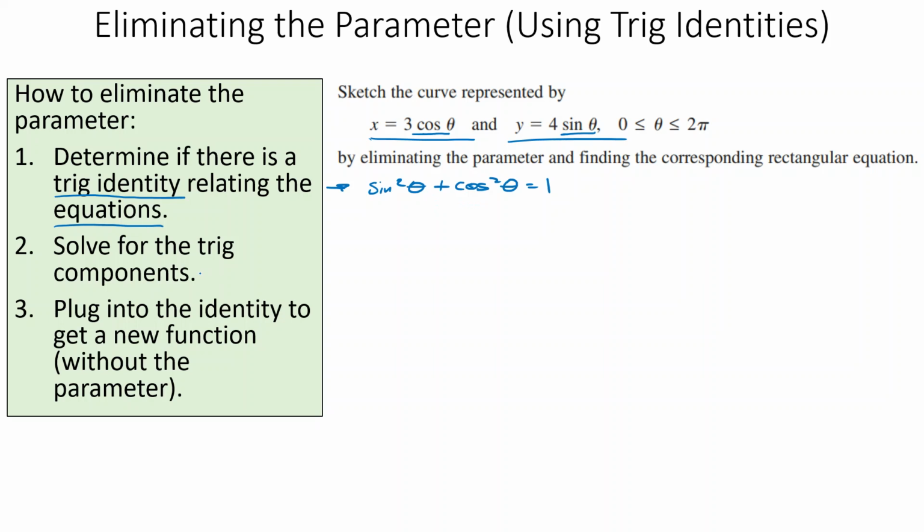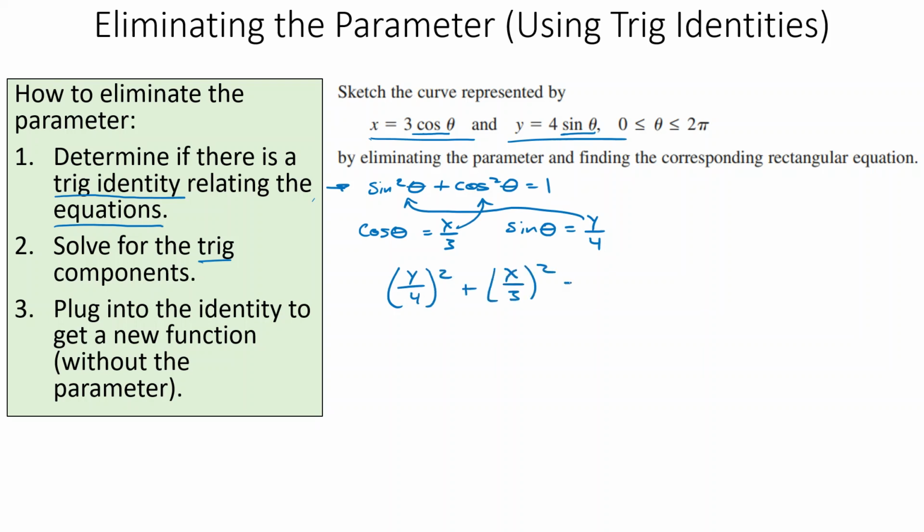All right, so what we do then is we solve for the trig components. We could solve this for cosine, so we get cosine of theta equals x over 3, and we can solve this for sine: sine of theta equals y over 4. Then we can just plug these in, so we'd get y over 4 squared plus x over 3 squared equals 1. If we distribute the squared, I'm going to leave it as y squared over 4 squared plus x squared over 3 squared equals 1.